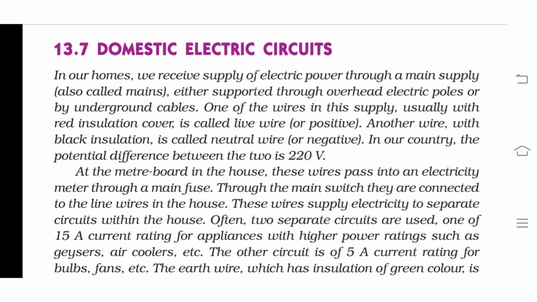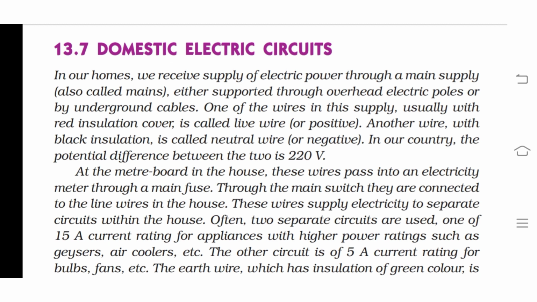So the red insulation wire can be called positive and the black insulation wire can be called negative. In our country, the potential difference between the two wires is 220 volts. So what is a red wire? What is a black wire? The red wire is positive and the black wire is negative.